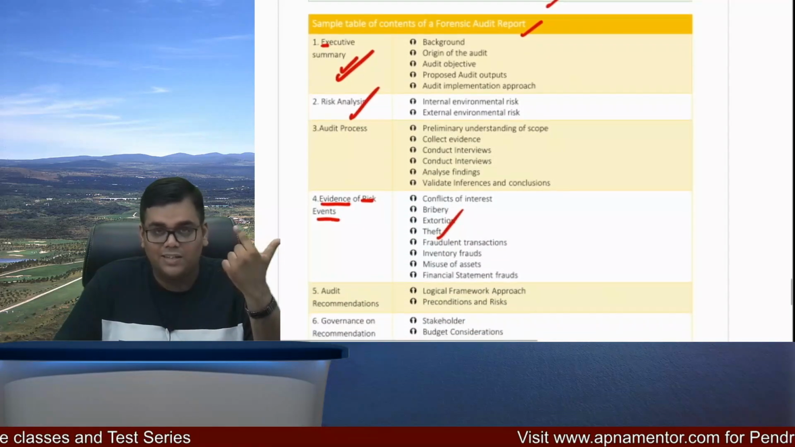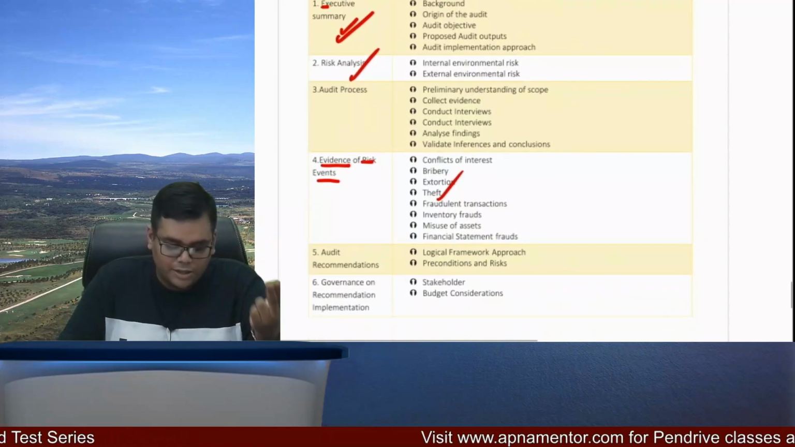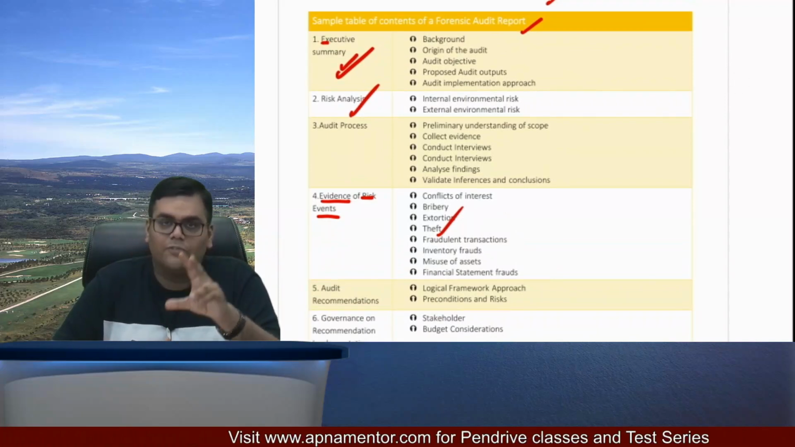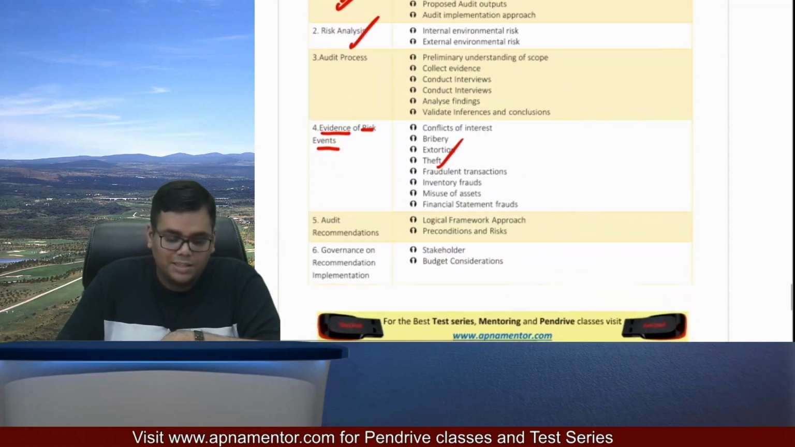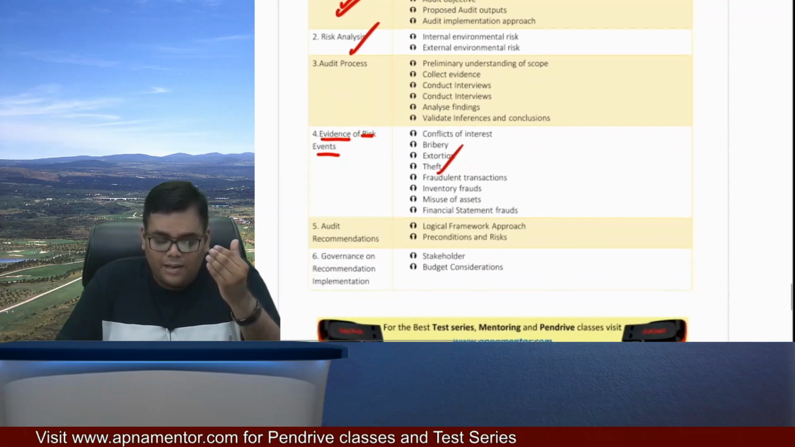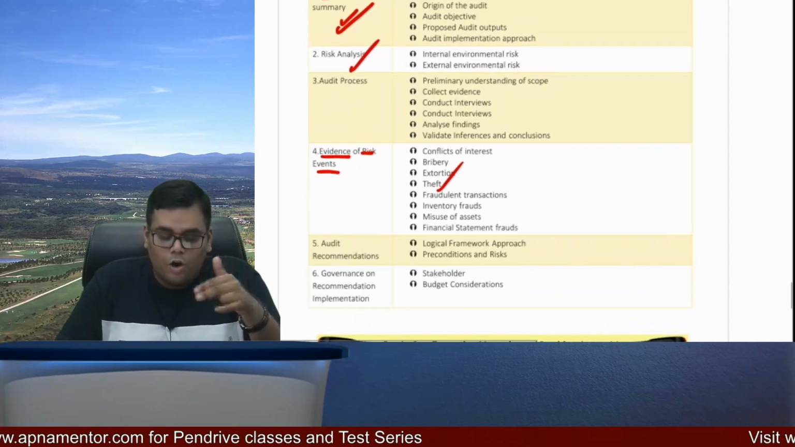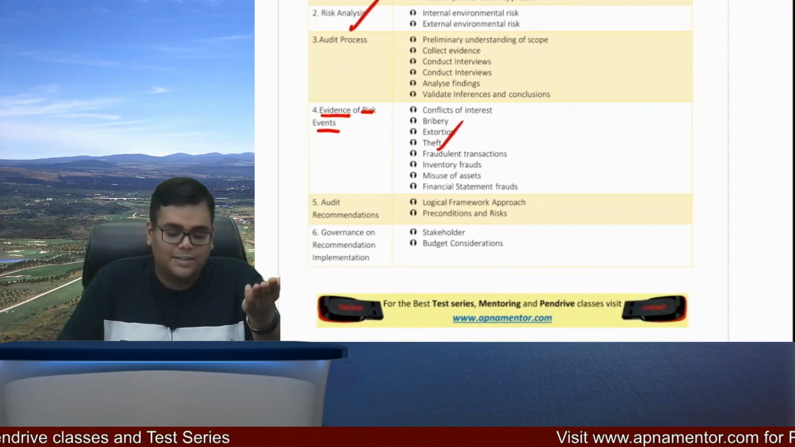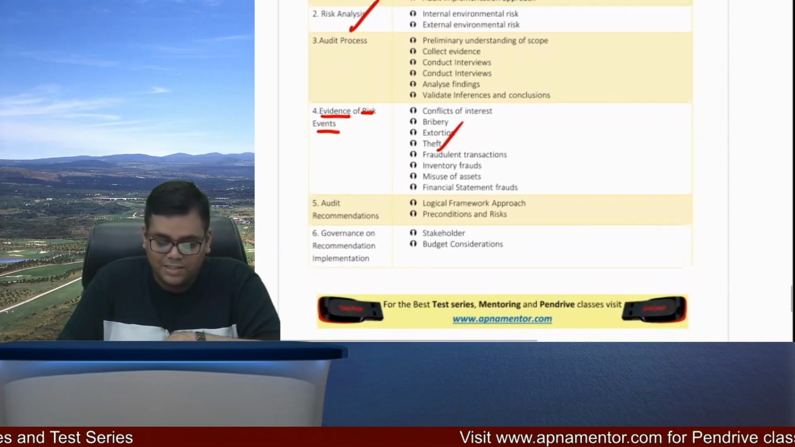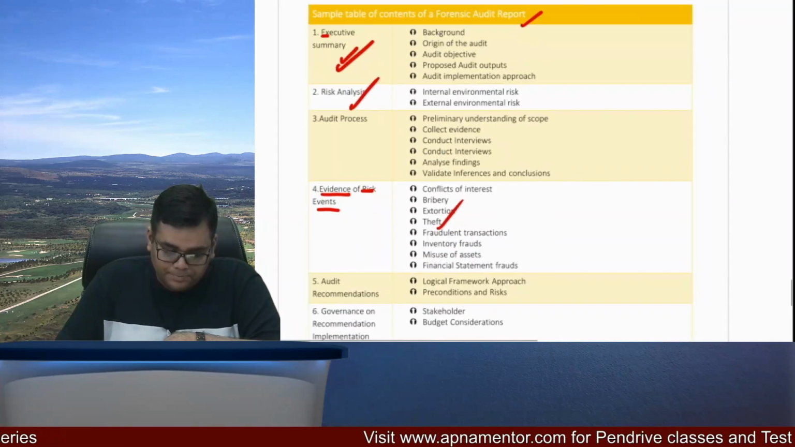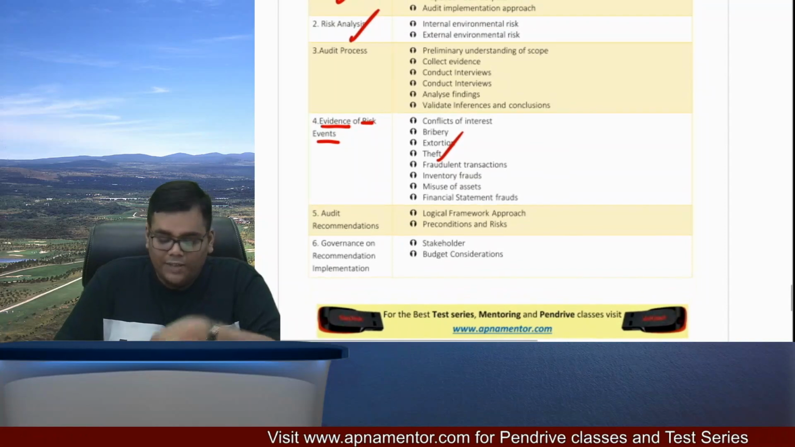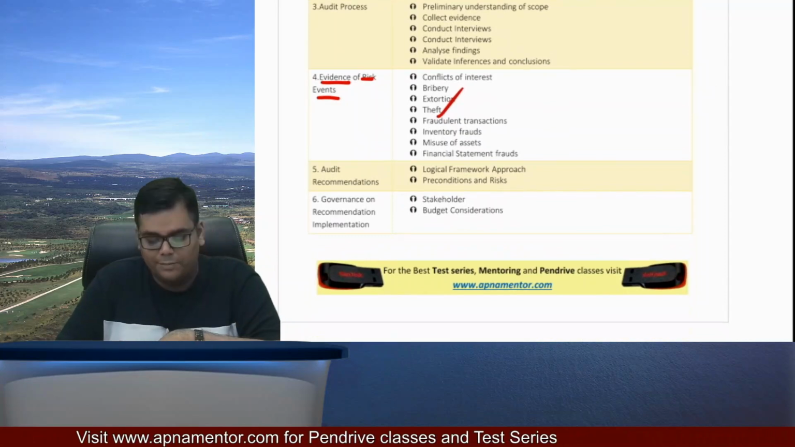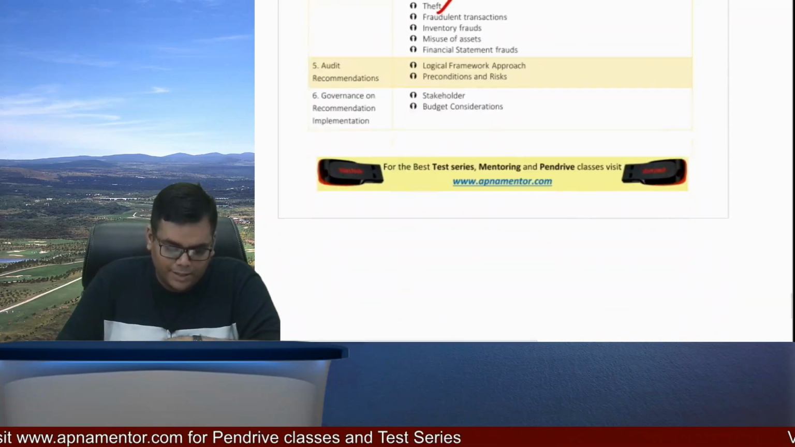We have executive summary, risk analysis, audit process, evidence of risk events, audit recommendation, governance on recommendation implementation. Right. Executive summary, that consists of the background, the origin of the audit, objective, proposed audit outputs. Risk analysis, that is internal environmental risk and external environmental risk. Audit process, that is normal audit process, preliminary understanding of the scope, collecting the evidences, conducting the interviews, analyzing the findings, validating inferences, conclusions. Right. Evidence of risk events, like conflicts of interest, bribery, extortion, theft, fraudulent transactions, inventory fraud, misuse of assets, financial statement fraud, audit recommendations, and governance on recommendation implementation.